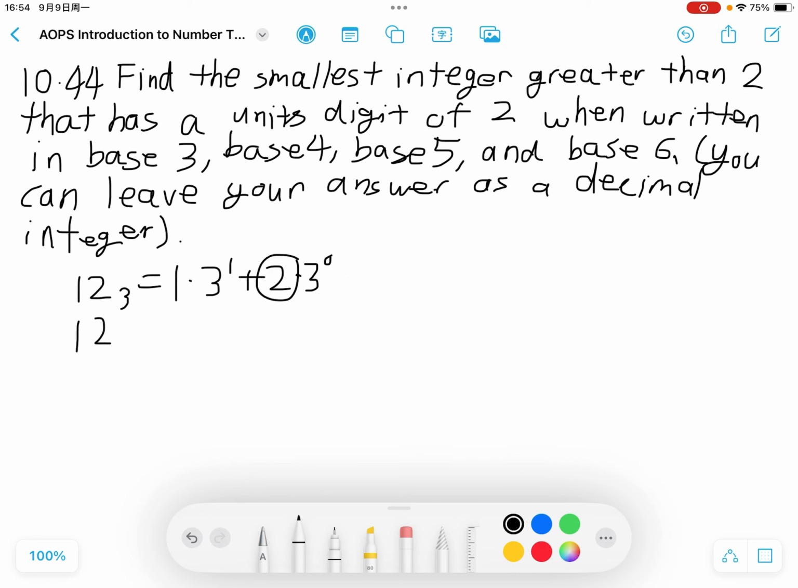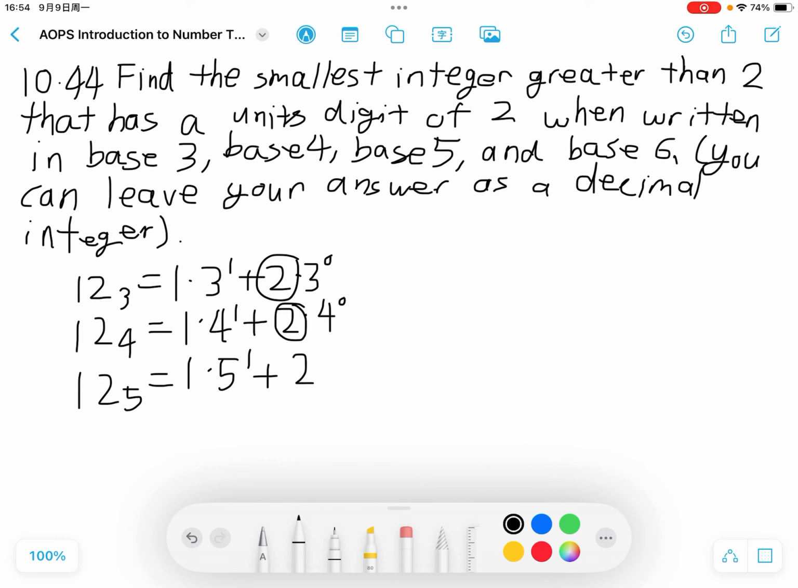Now just keep note of the 2 times 3 to the power of 0 here, or the 2. Now what about 12 in base 4? That's 1 times 4 to the power of 1 plus 2 times 4 to the power of 0. Okay, so what about base 5? I trust that it's the same thing, but let's do it for clarity. It's 1 times 5 to the power of 1 plus 2 times 5 to the power of 0. Again, notice there's a 2 over here. That's something obvious and common, but if we notice this and make use of it, it's going to help us.